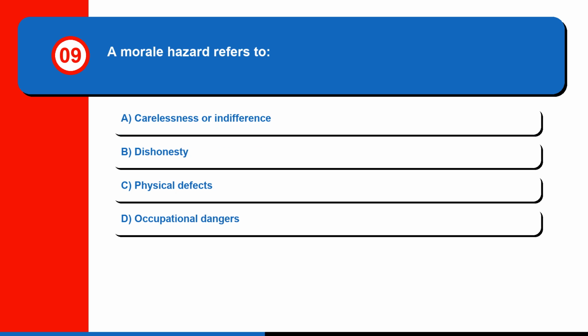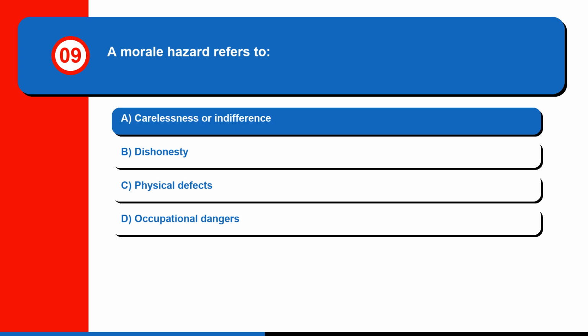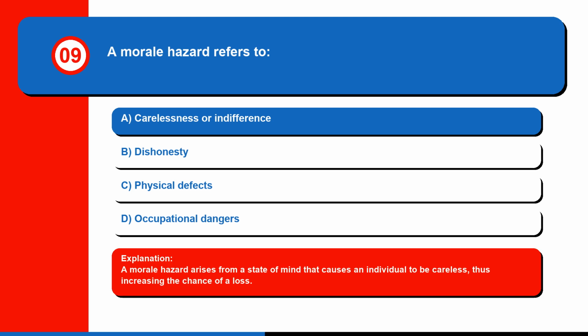Question 9. A morale hazard refers to A. Carelessness or indifference, B. Dishonesty, C. Physical defects, or D. Occupational dangers. The correct answer is A. Carelessness or indifference. A morale hazard arises from a state of mind that causes an individual to be careless, thus increasing the chance of a loss.